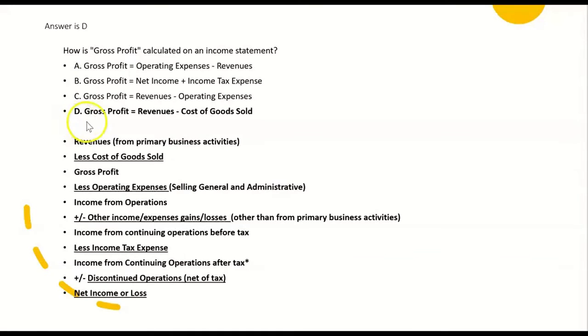Gross profit is what you get when you subtract cost of goods sold from revenues. Revenues are from the primary business activities. Less cost of goods sold equals gross profit. And here's our multi-step income statement where you see where all the subtotals are. And the first subtotal we said is the gross profit subtotal.